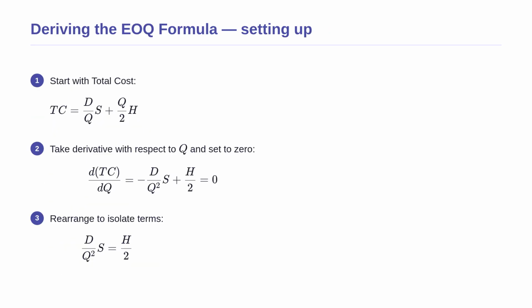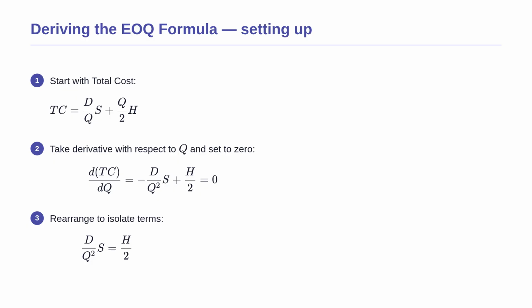Now that we have used this formula and seen that the costs perfectly balance, let us understand where it comes from. We want to find the absolute minimum point of the total cost curve. In calculus, we do this by taking the derivative of the total cost with respect to the order quantity Q.